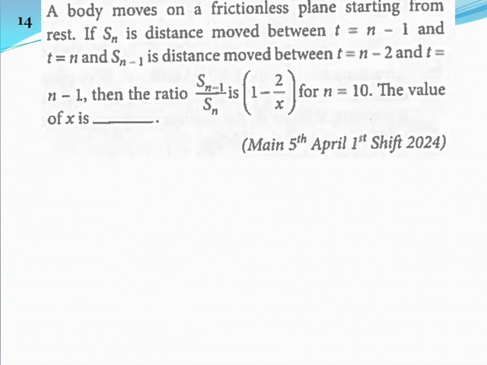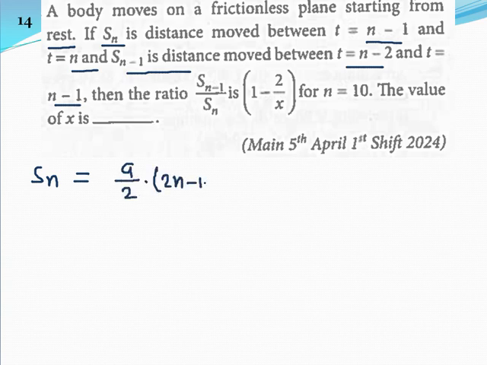Come to the question number 14. Here they have given Sn is the distance moved in nth second. Sn minus 1 is the distance moved in n minus 1th second. And body moves on a frictionless plane starting from rest. If a particle starts from rest, then in nth second we can write the distance covered is a by 2 into 2n minus 1. And in n minus 1th second, the distance covered is a by 2 twice of n minus 1 minus 1. That means 2n minus 3.